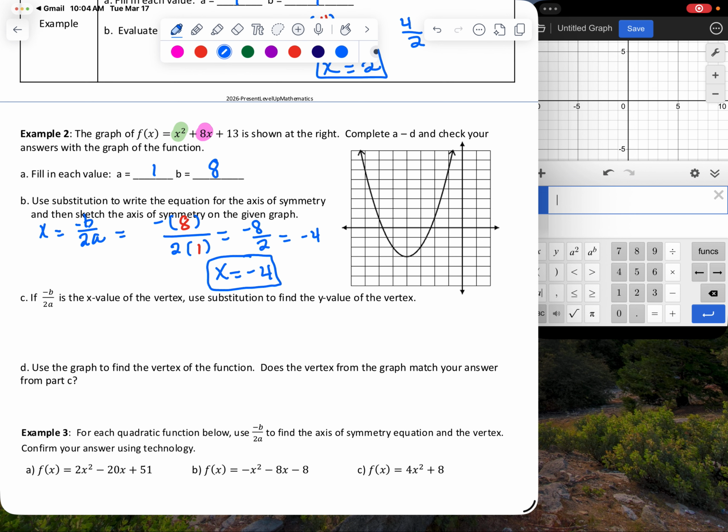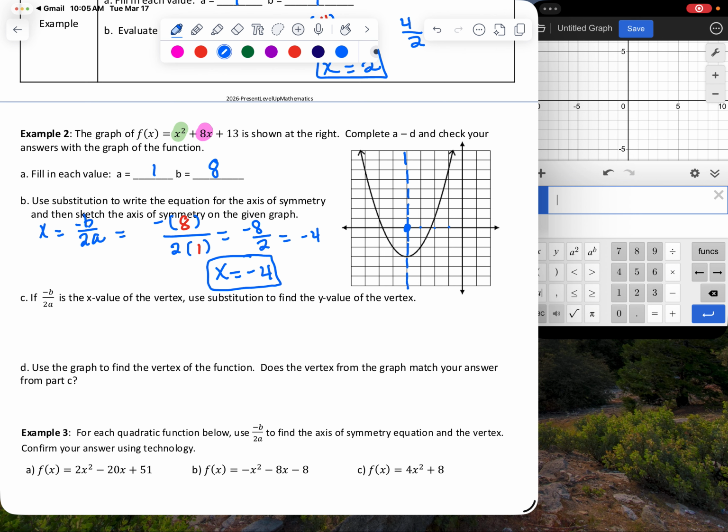So let's draw a line on this graph at x equals negative 4. So 1, 2, 3, 4, and we'll draw a line right through that point. Now, ask yourself, does that vertical line split this parabola into 2 equal parts, a left side and a right side? And it does.